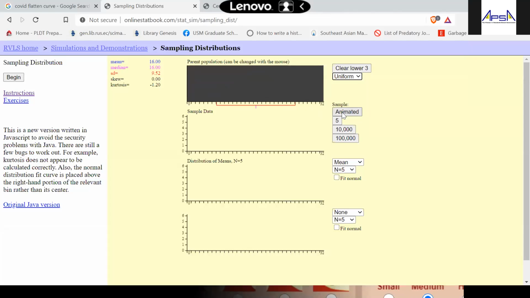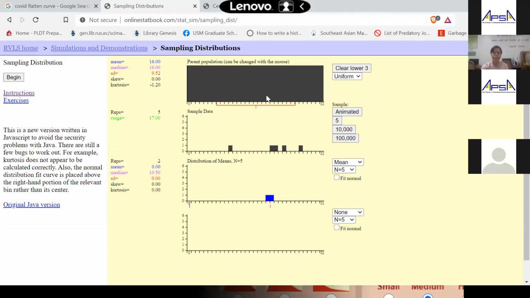Kuha tayo ng 5. 1, 2, 3, 4, 5. Ano yung mean niya? Ayun. Okay. Kuha tayo ng 5. Actually, even if you notice, even if you get a sample of 5, minsan overestimate, minsan underestimate. Ayan, minsan may mataas, may mababa. Pero yung mean niya, dahil nagbabalance sila, medyo nandito lang, di ba?